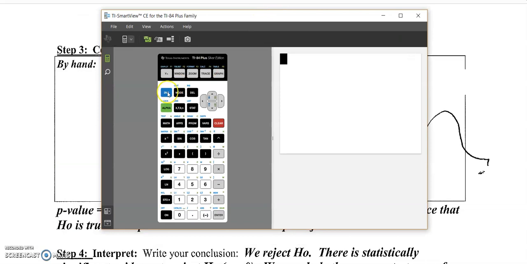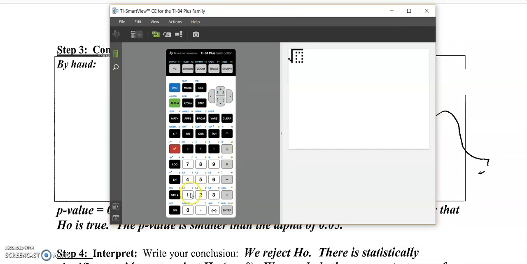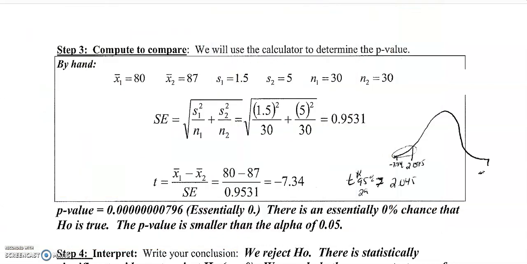I'm going to hit second, x squared for square root. We have 1.5 squared divided by 30. So I'm going to put 1.5 squared divided by 30 plus 5 squared divided by 30. Press enter, and that's where we get our 0.9531 if we round to 4 decimal places. Make sure we practice that.